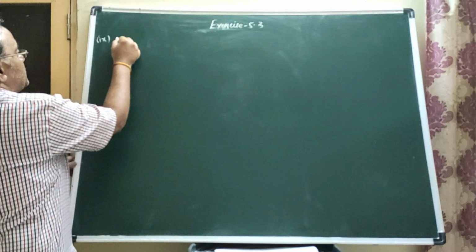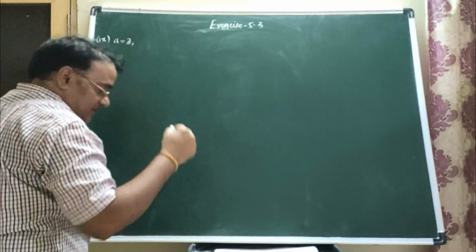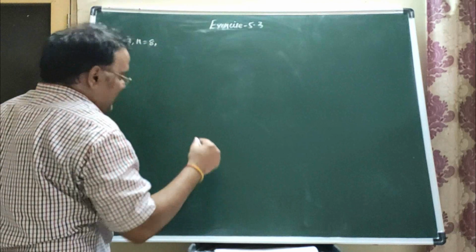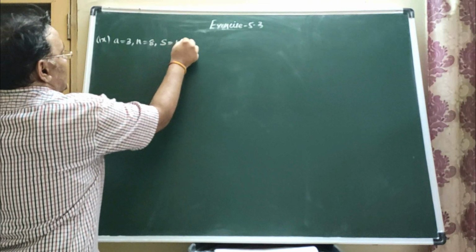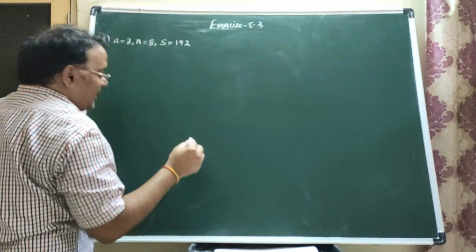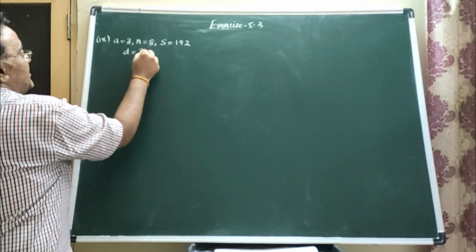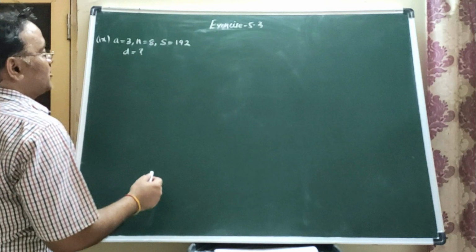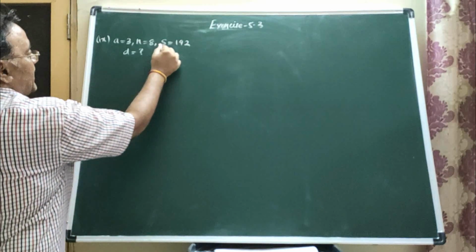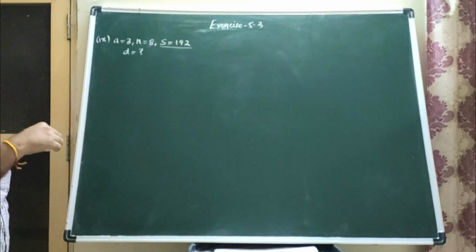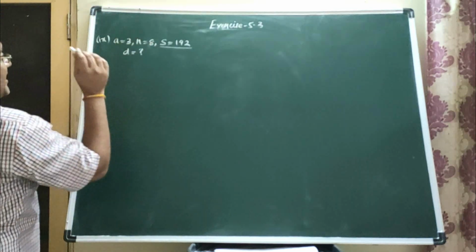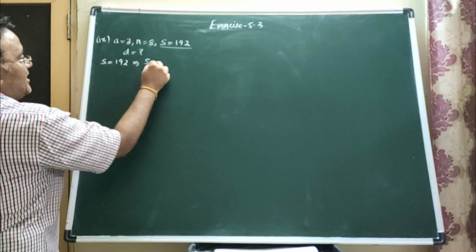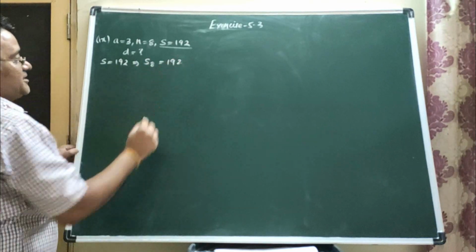A is equals to 3 and n is equals to 8. S is equals to 192 and we have to find D. D निकालना है. So it's very easy question. यहाँ पर S दिया हुआ है. S means sum of n terms. N is 8. So S is equals to 192 can be written as S8 is equals to 192.